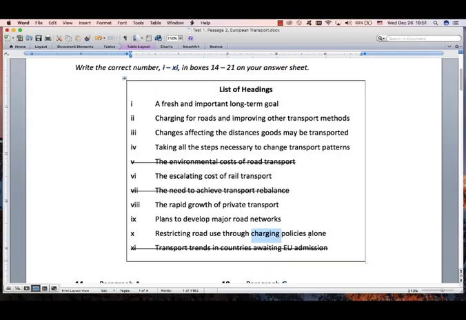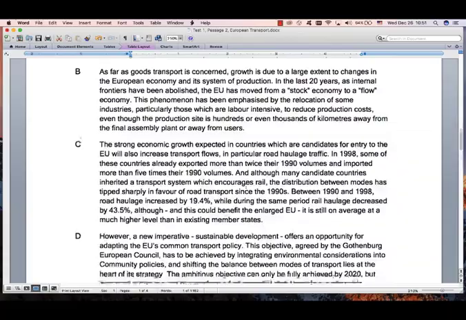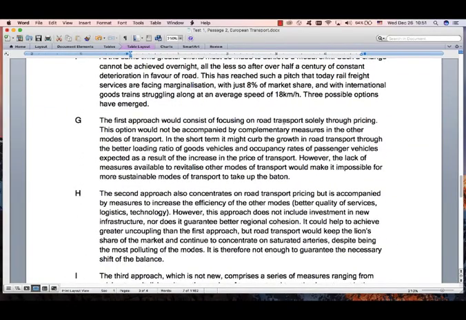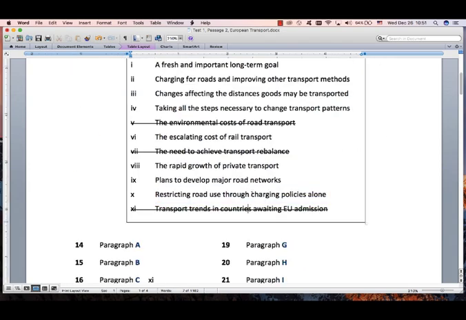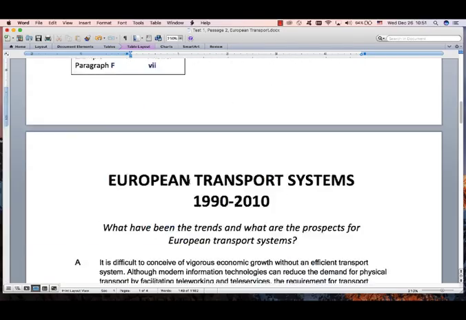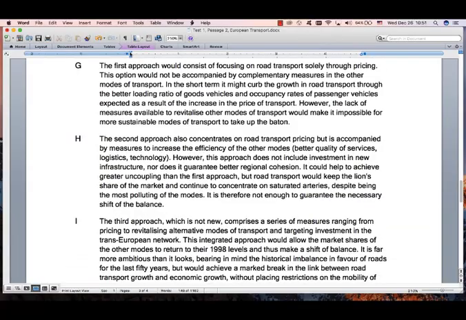So that reminds me of solely. Restricting road use through charging policies alone. Focusing on road transport solely, alone, through pricing, charging policies. And then I remember the second one, charging, pricing, but also other methods. And those two go together. Restricting road use through charging alone, and in addition, other methods. So this linking language really made me pay attention. First approach, second approach, third approach.